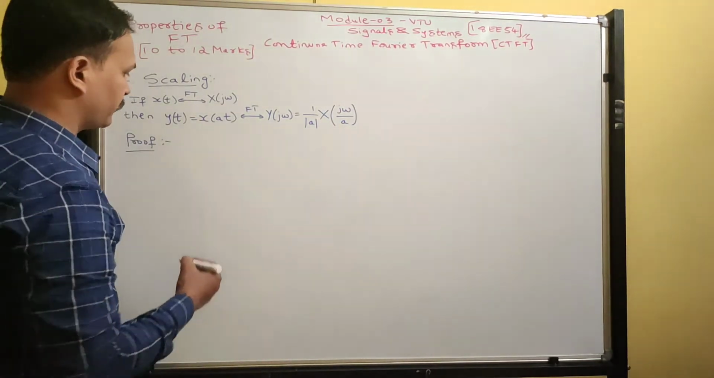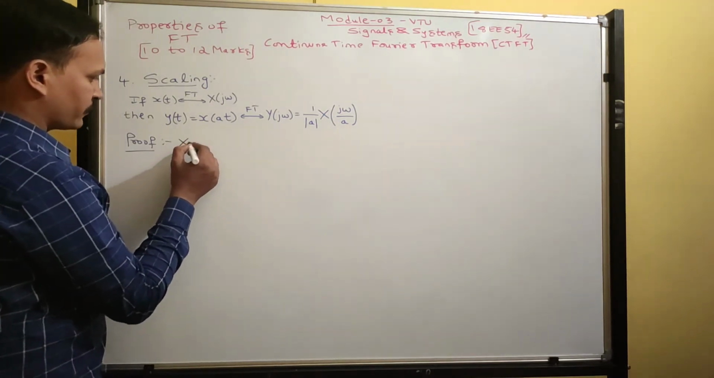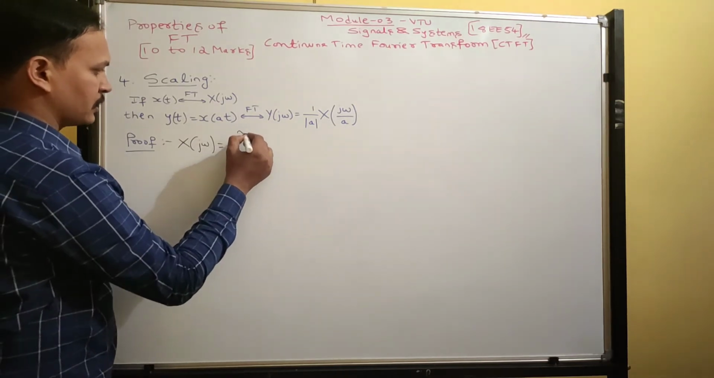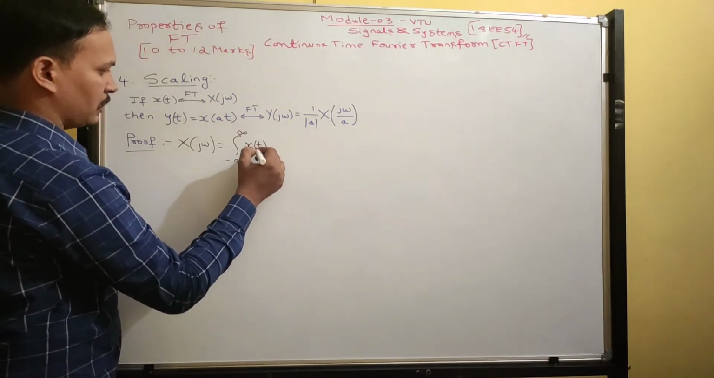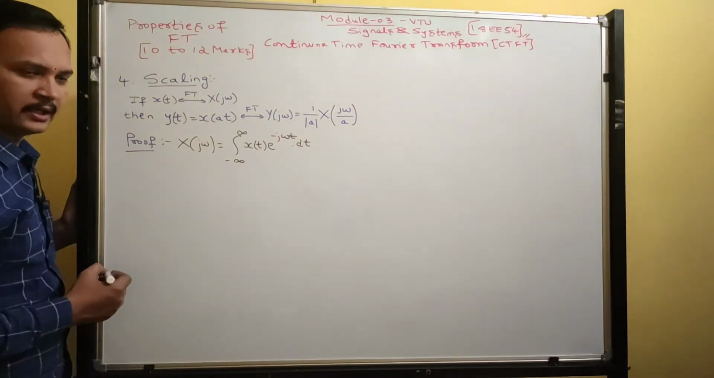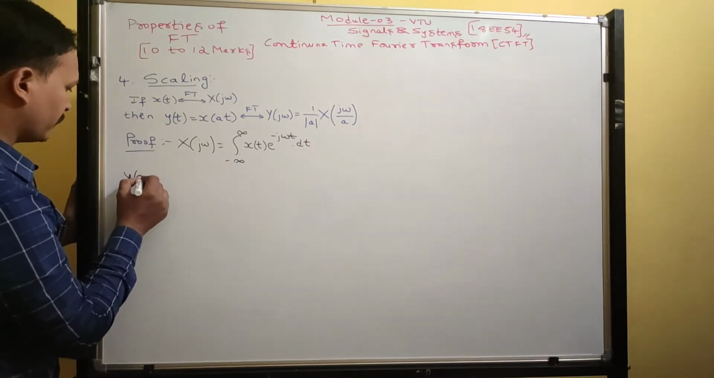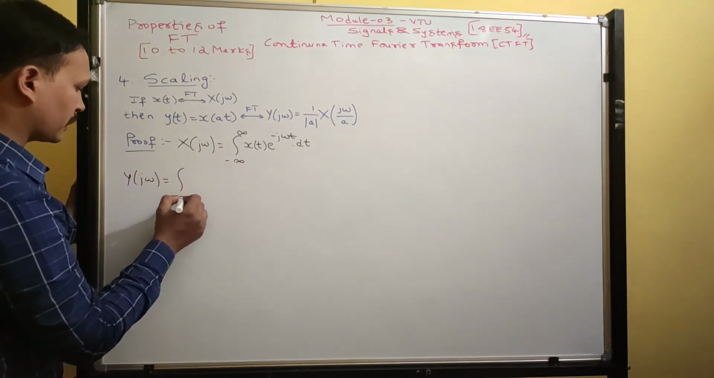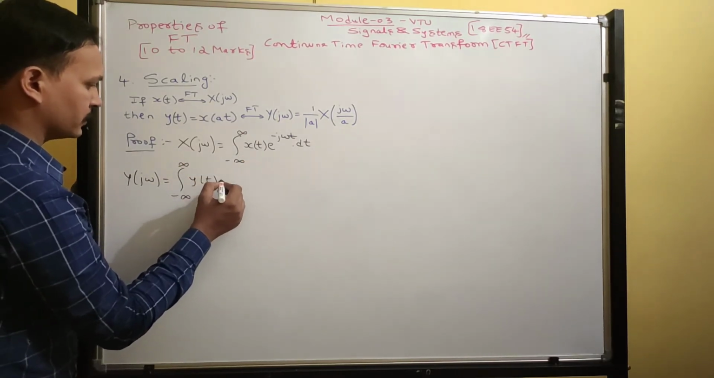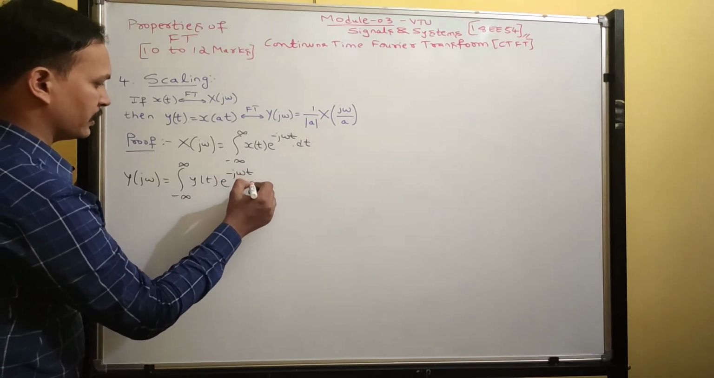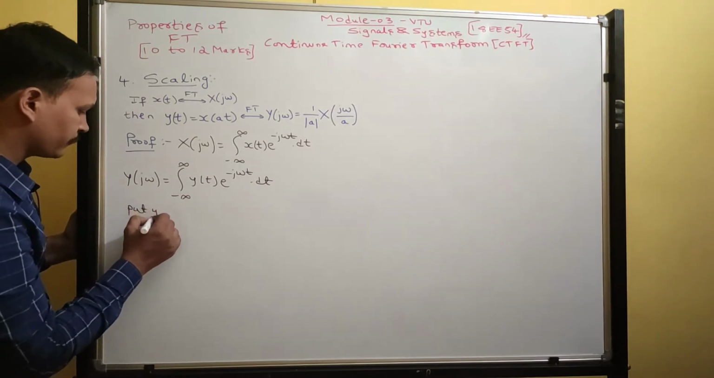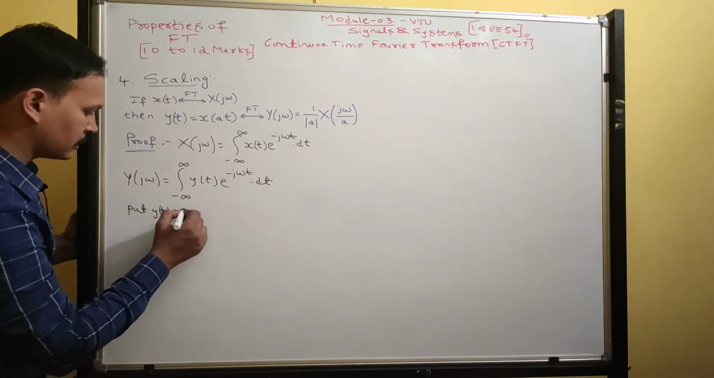Let us see the proof. Every time, write the formula first. X of j omega is the integral from minus infinity to infinity of x of t into e to the power of minus j omega t dt. Now write it for Y of j omega in the same way: replace x of t by y of t into e to the power of minus j omega t dt. Now put y of t equals x of at.